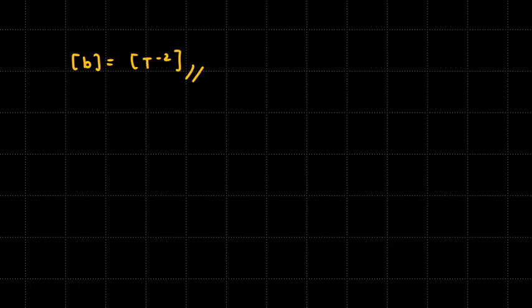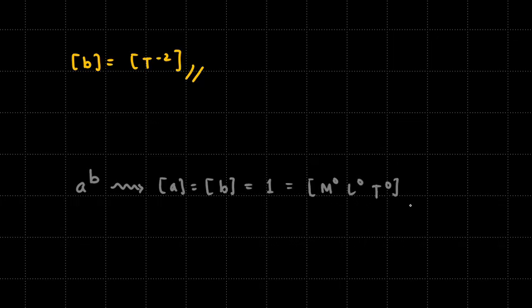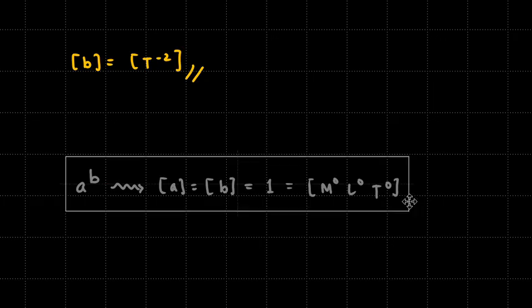Suppose we took an exponential function. Here the dimension of the exponent is dimensionless. You can write it as 1, or you can just write it as M0, L0, T0. This is something that you must know when talking about exponential functions. So this is an example of an exponential function.